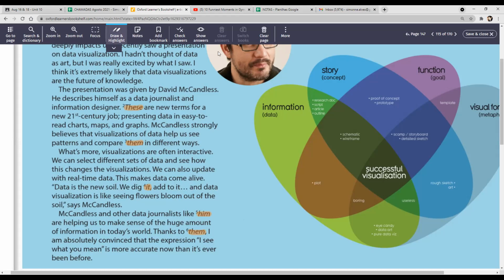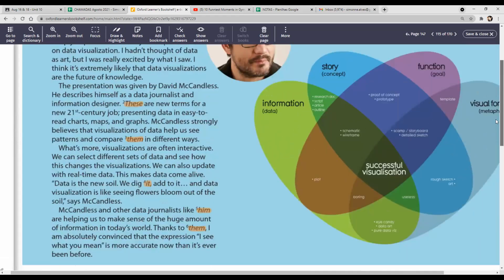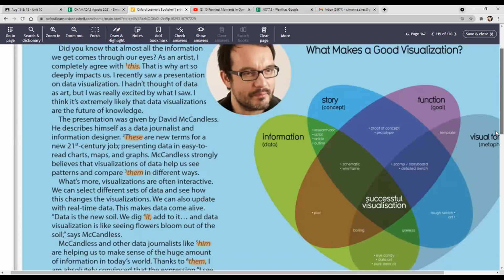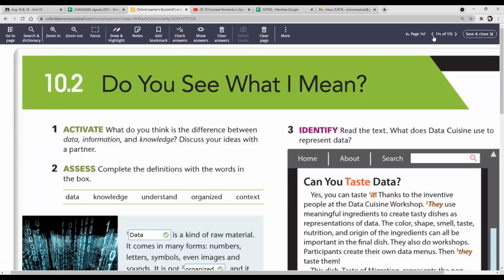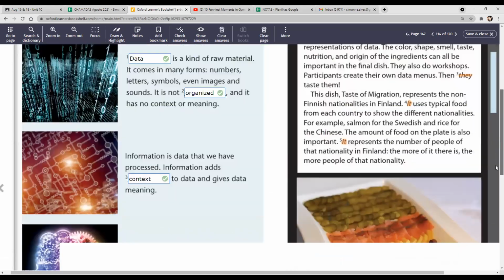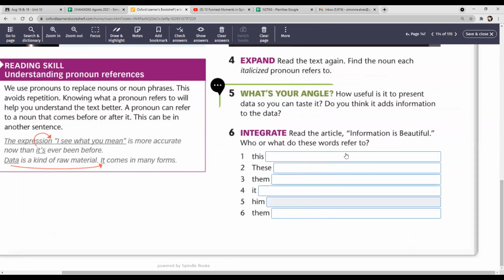Okay, so it's fantastic. I really like this text. It's amazing. All right, people. So having done this, we can go back here and we can check the answers. Okay. So let's see.